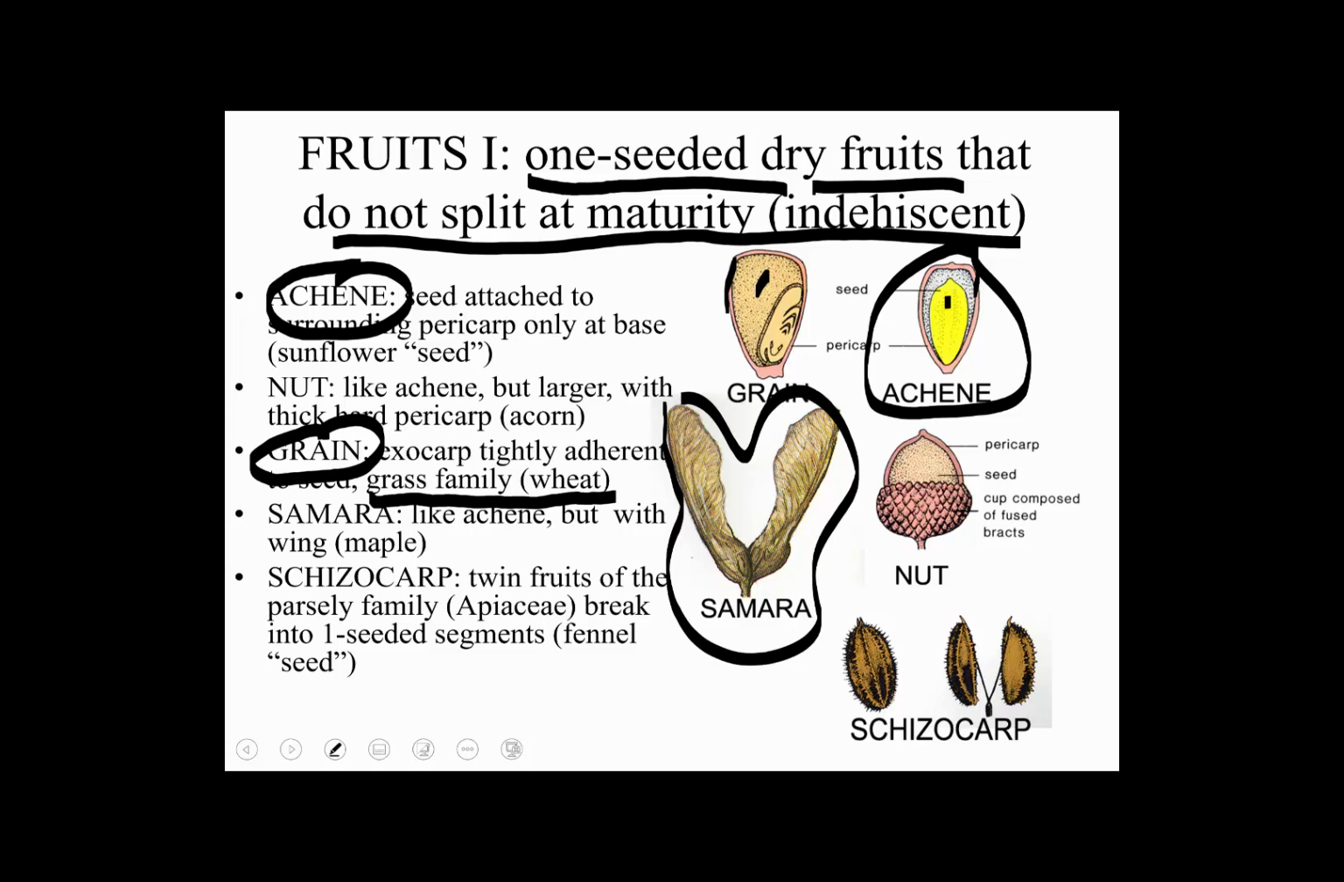A samara is like an achene that wants to fly. It's basically an achene with a wing, and these are found in a lot of trees that disperse their fruits by the wind. And finally, a schizocarp is a special fruit that splits.